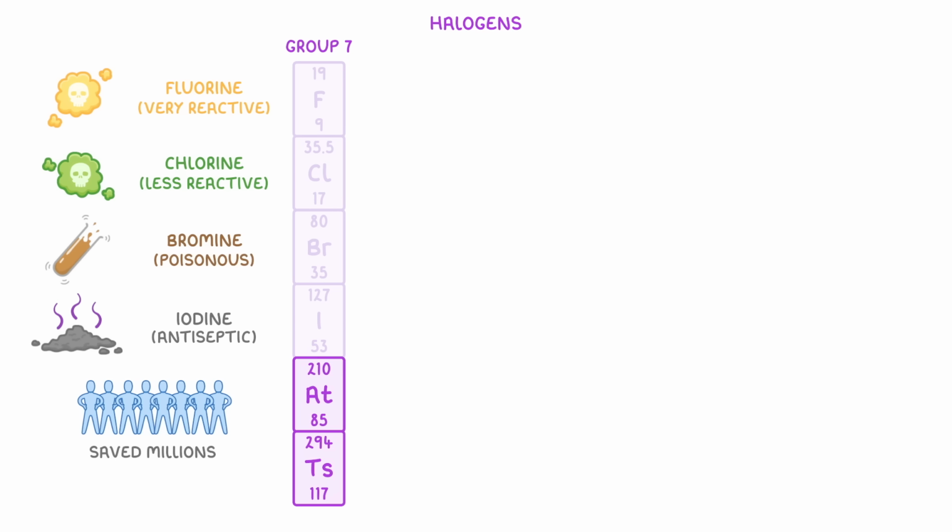And for those last two elements, astatine and tennessine, you can basically ignore them, because they don't really come up in the course.